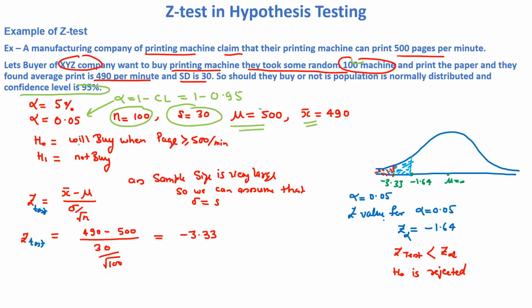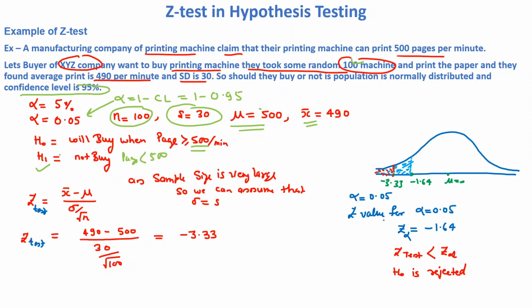The null hypothesis will be buy, when the printing is greater than or equal to 500 pages per minute. So this XYZ company should buy this printing machine if the average printing is greater than or equal to 500 pages per minute. And what is the alternate hypothesis? Alternate hypothesis will be not buy. Is this a two tail test or a one tail test? This would be a one tail test because we have to verify the alternate hypothesis in only one direction: pages should be less than 500. If we are able to get less than 500, then our alternate hypothesis will be accepted and we will reject the null hypothesis.